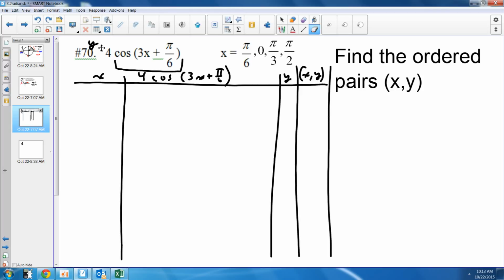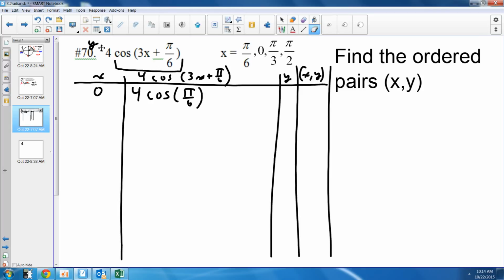So let's go to the first one. We're going to start with 0. 0 becomes the easiest problem. If we plug 0 in for x, I'm going to have 4 times cosine of 3 times 0 is 0 plus pi over 6 is just pi over 6.